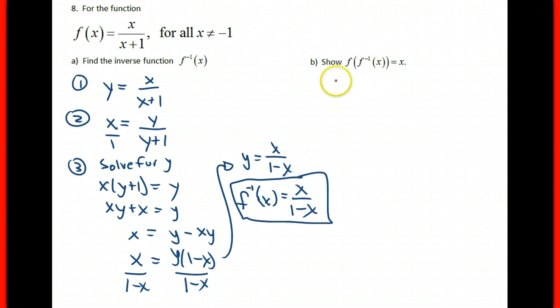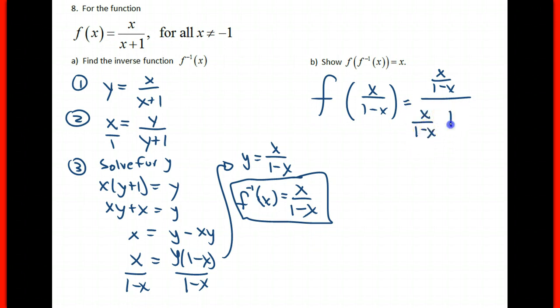And we can verify it by doing f of f inverse, by doing f of x over 1 minus x. So when I want to say x, I have to put in x over 1 minus x. So instead of saying x over x plus 1, I say x over 1 minus x over x over 1 minus x plus 1.